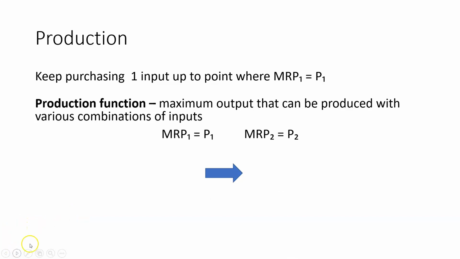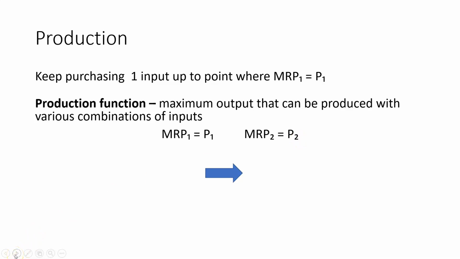So if you're buying just fertilizer, you know you've purchased the correct amount if the marginal revenue product of fertilizer equals the price of fertilizer. If you're buying only labor, you know you've purchased the correct amount of labor if the marginal revenue product of labor equals the price of labor. But that's buying them separately. You need to buy them together.